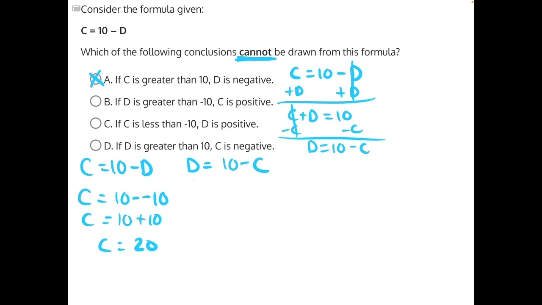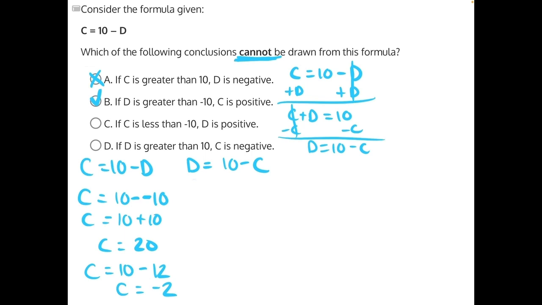That's not always going to be true. The only reason this turned out positive is because of the minus a negative. But if we are trying to have numbers be greater than negative 10, all positive numbers are greater than negative 10. If we were to plug in D equals 12, 12 is a positive number. That is a number greater than negative 10, but when we do that subtraction, C will be negative. It will be negative 2. So B is incorrect, which makes it our correct answer because this conclusion cannot be drawn.